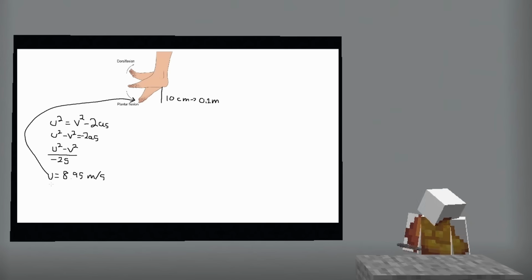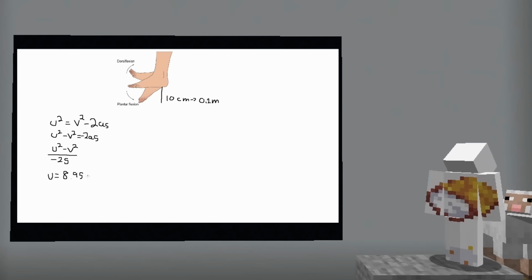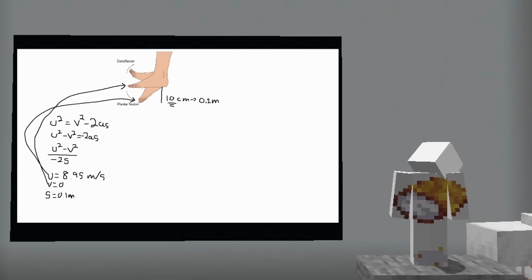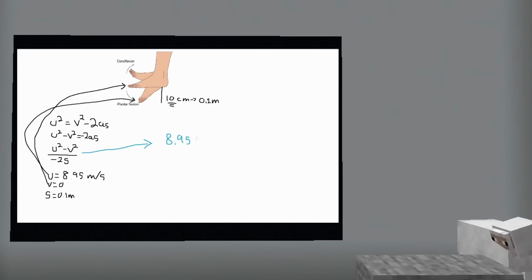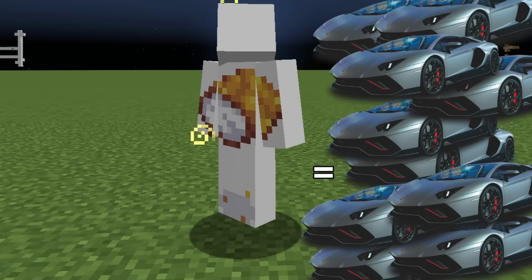Our variables this time will be 0 for initial velocity, where that's where his calf is flat, V will be 8.95 meters per second that we found earlier, A is a variable we solved for, and S is 0.1 meters, or 10 centimeters for his calf. So now, all we have to do is plug in all of our variables, and then we divide both sides by 2 and 0.1 to isolate A. A is then equal to 400 meters per second squared, which is like 40 times faster than a Lamborghini.